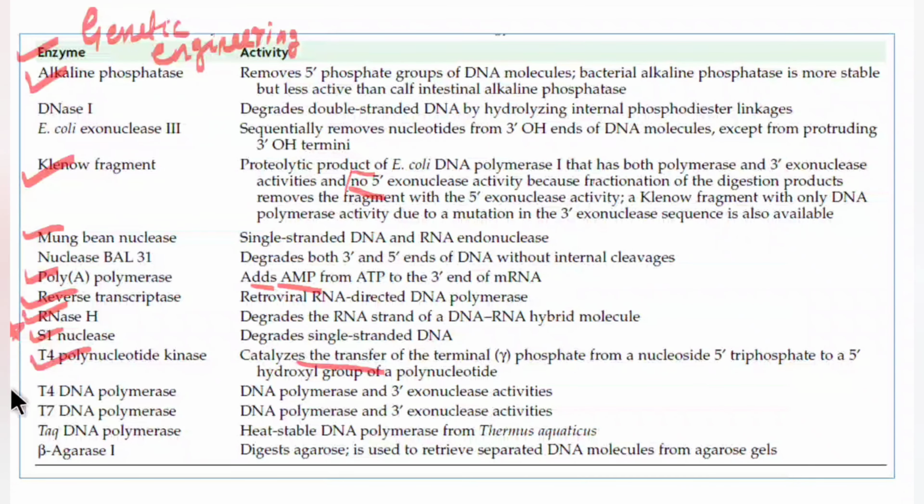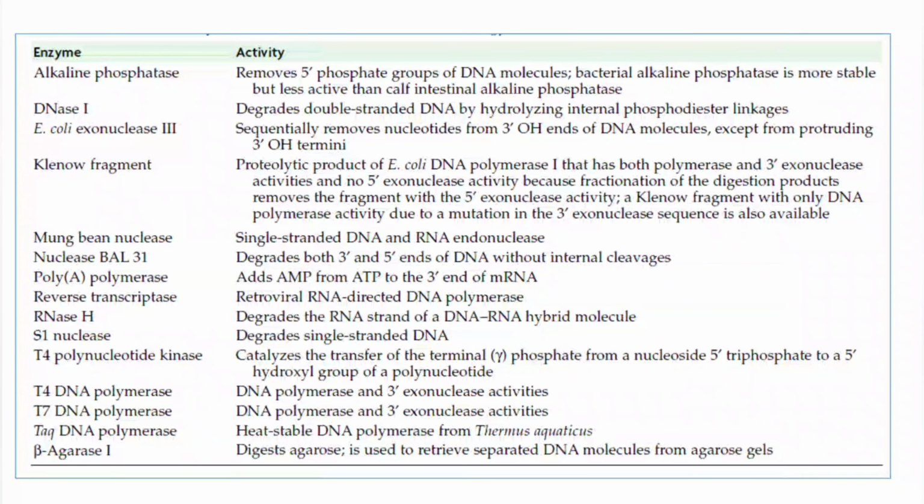Now the T4 DNA polymerase and T7 DNA polymerase, Taq DNA polymerase, which is a thermostable DNA polymerase, and beta-agarase I, which is used to digest agarose. All these enzymes are very important. If you are unable to remember all of them, at least remember the Klenow fragment, Mung-bean nuclease, RNase H, S1 nuclease, along with Taq DNA polymerase, and also alkaline phosphatase, because these are very important enzymes and their functions can be asked.